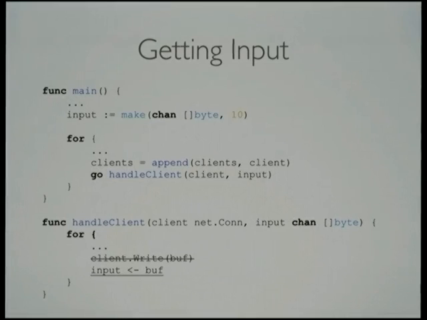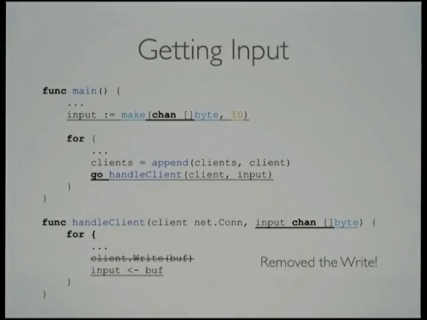So we create our channel. We pass it into handle client. And then instead of echoing back to the user, we put the byte slice, which is buffer, into the channel. And so in theory, anybody who reads from that channel now will get this buffer. So the first person who types something, that goes into the channel. Now somebody could read from that channel and get this byte slice. And they could do it in any Go routine without worrying about race conditions or memory synchronization.